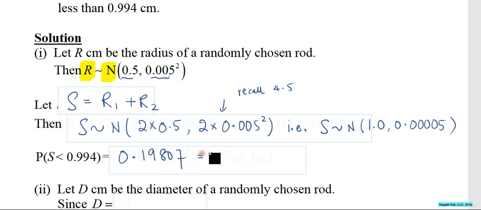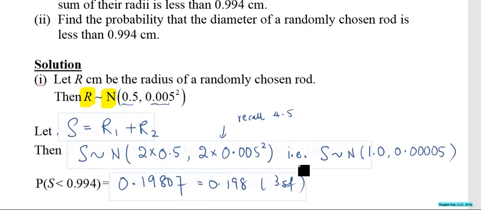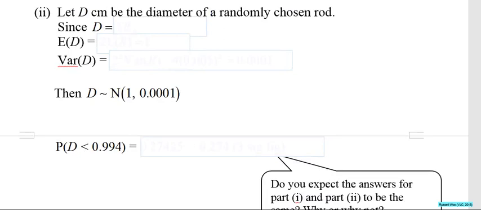0.19807, which is 0.1983. Now let's take a look at the second part of the problem. Find the probability that the diameter of a randomly chosen rod is less than 0.994. Just now, R was the radius of a randomly chosen rod. So, in part 2, let D be the diameter.